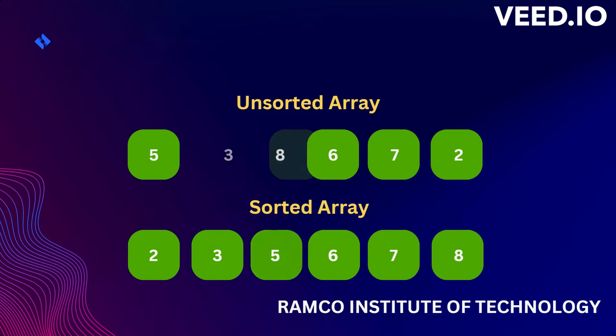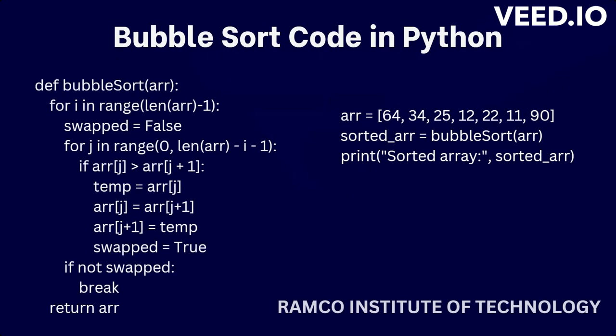And next, let us see how the bubble sort coding is done in Python. Initially we have defined a function called bubble sort. This function takes an array as input. Then it iterates through the array using a loop that goes from 0 till the length of the array minus 1, which means this loop controls the number of iterations through the array.